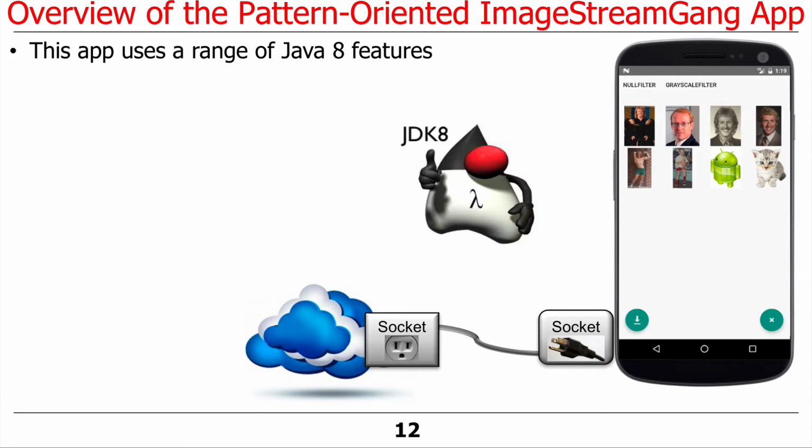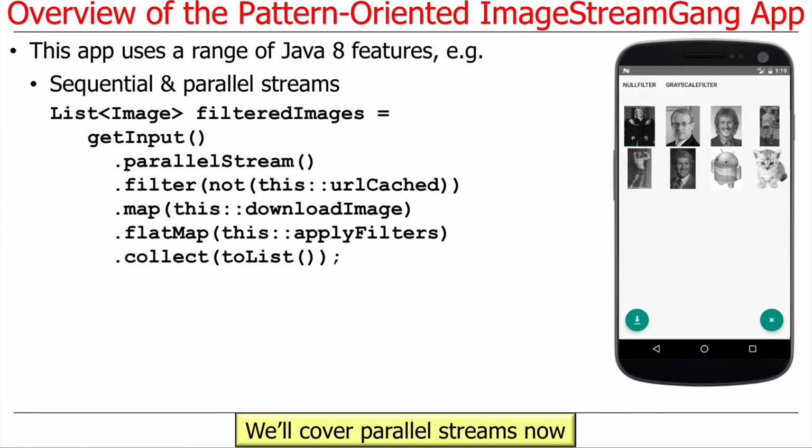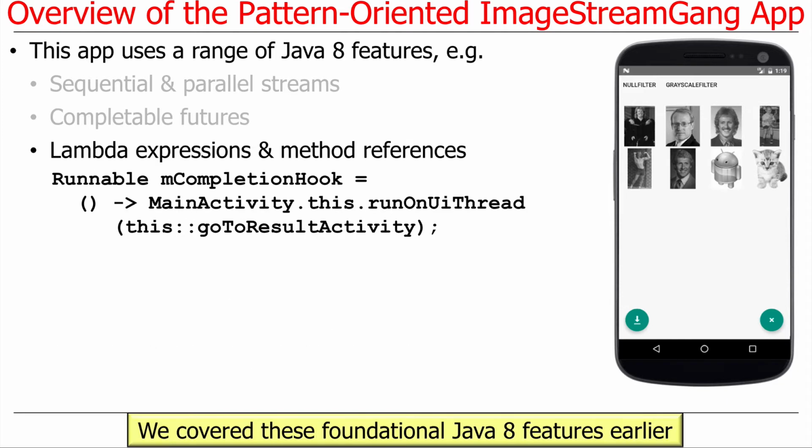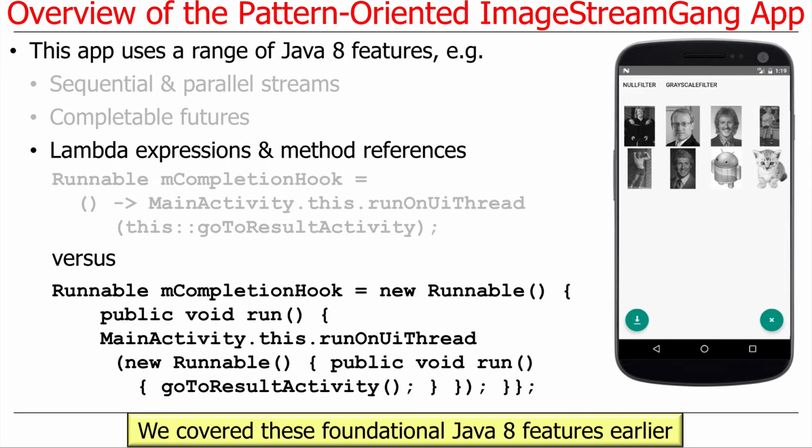And the app uses a range of interesting Java 8 features. For example, it uses sequential and parallel streams. We'll talk first about parallel streams. It also uses some interesting completable future features, which we'll cover in just a few other lessons. Naturally, we use a variety of different foundational Java 8 features that we talked about earlier, things like lambda expressions and method references, which are much cleaner and less verbose than having to write all that code using anonymous inner classes.